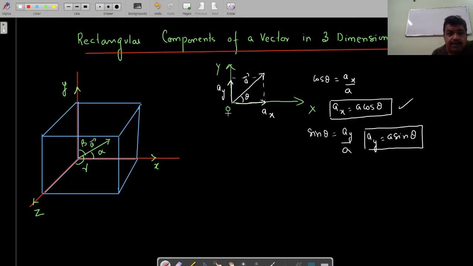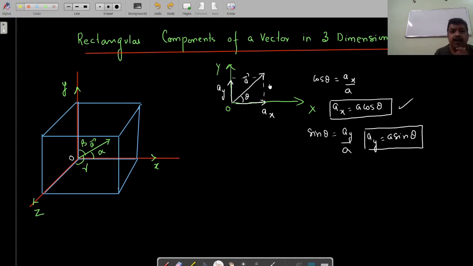Now what about in 3 dimensions? Here I have drawn a cuboid. This is the origin, let me mark it as O. And then we have this vector A. It is making an angle alpha with the x-axis, beta angle with the y-axis, and gamma angle with the z-axis.